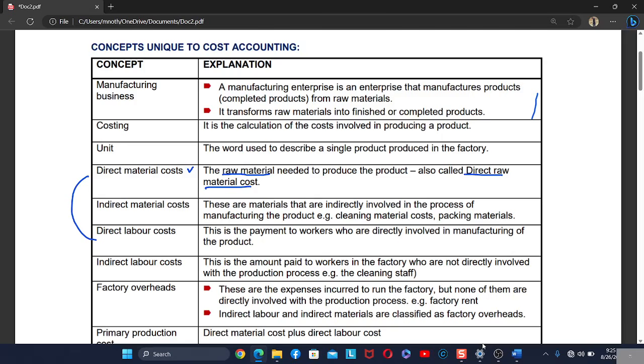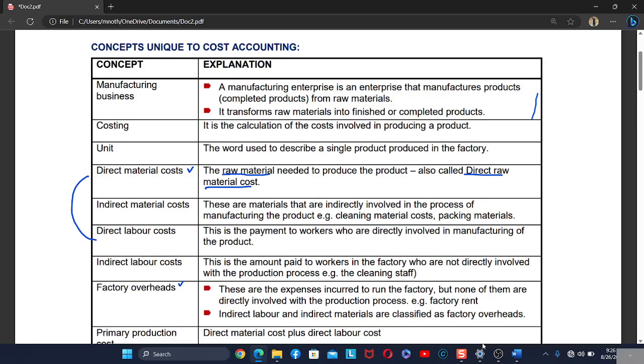Then we have the factory overheads. These are the expenses incurred to run the factory, the expenses that are needed in order to run the factory, but none of them are directly involved in the production process. All the expenses used to run the factory but not directly involved in the making of the products, we record them in the factory overheads.